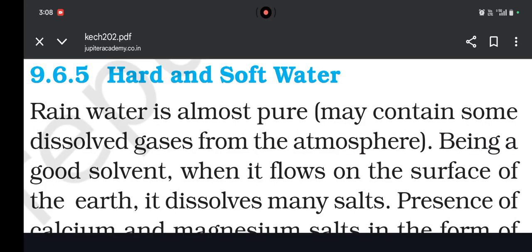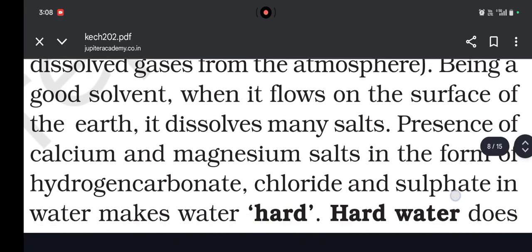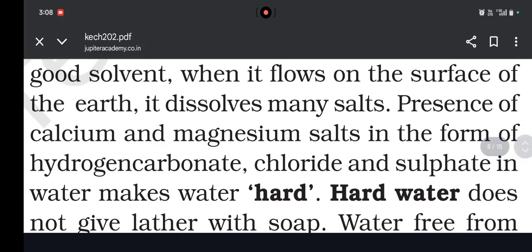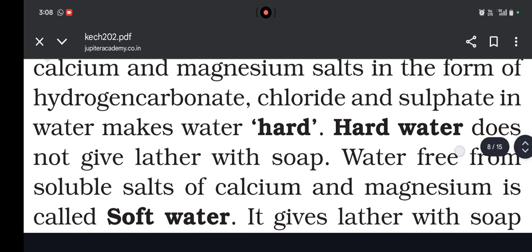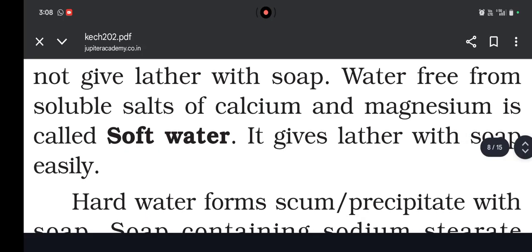Hard and soft water. Rainwater is almost pure, and may contain some dissolved gases from the atmosphere. Being a good solvent, when it flows on the surface of the earth, it dissolves many salts. Presence of calcium and magnesium salts in the form of hydrogen carbonate, chloride and sulfate makes water hard. Hard water does not give lather with soap. Water free from soluble salts of calcium and magnesium is called soft water. It gives lather with soap easily.